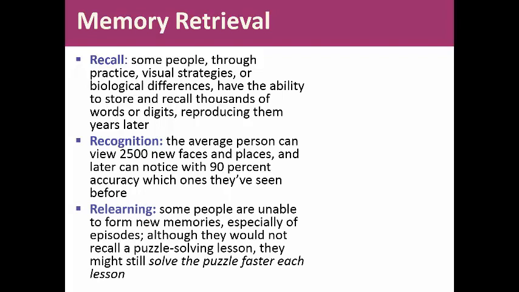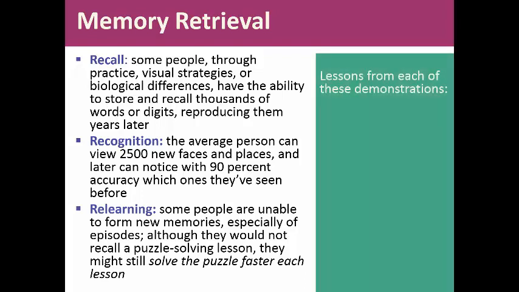Relearning: some people are unable to form new memories, especially of episodes, although they would not recall a puzzle-solving lesson. They might still solve the puzzle faster each lesson. For example, it's kind of implicit versus explicit memory. And in the next module, we're going to be looking at some case studies where you can see how this transpires. So our storage and recall capacity is virtually unlimited.